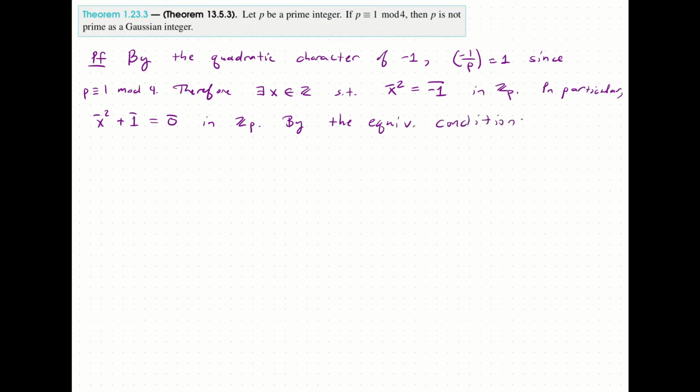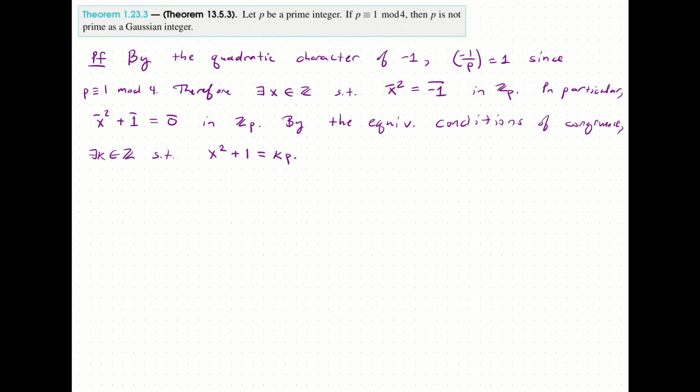Equivalent conditions of congruence. There exists some integer k such that x squared plus 1 is equal to k times p. So we have this statement right here. And now we want to go ahead and make the following observation.